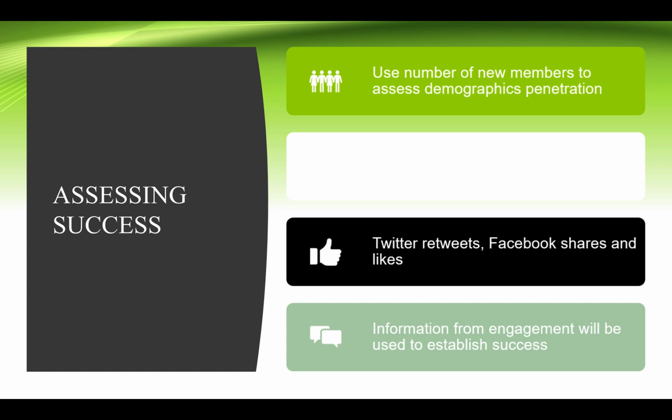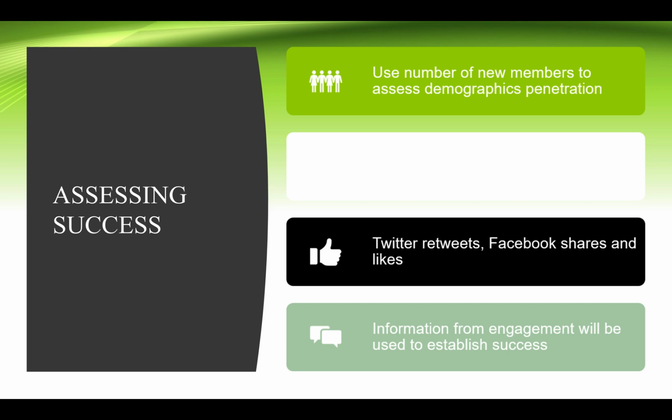Then we will be using several things to assess whether or not we're successful. We will use the number of new members to assess the demographic penetration. So we will use the number of new members who have become members of our group to ascertain how new members are coming in, and the total number of new members we're getting. And we will use this for both Facebook and the number of followers. For Twitter, we will look at retweets, we will look at the Facebook shares and the likes to ascertain what our penetration of the market will be like.